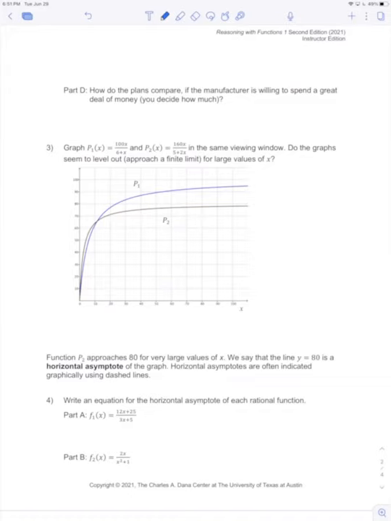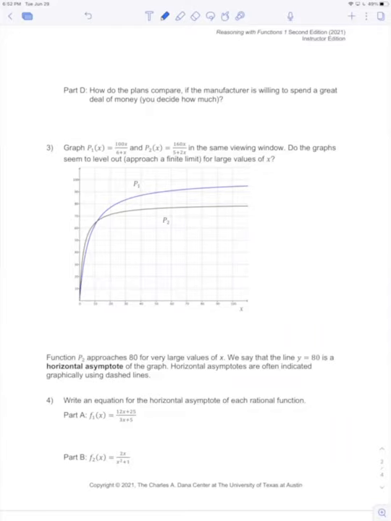So part 3 says, graph P1 and graph P2 in the same viewing window. Well, we have a picture of that here. Do the graphs seem to level out, meaning approach a finite limit for large values of x? We just talked about this, but in the graphs shown here, P1 seems to level out at a value of 100, and P2 appears to level out at a value of 80. So function P2 approaches 80 for very large values of x. We say that the line y equals 80 is a horizontal asymptote of the graph. Horizontal asymptotes are often indicated graphically using dashed lines.